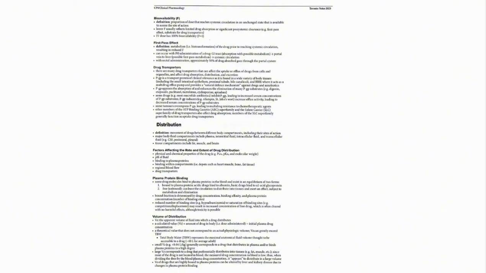Distribution. After entering the bloodstream, drugs undergo distribution. Distribution is defined as the movement of drugs between different body compartments, including their target tissue. Major body fluid compartments include plasma, interstitial fluid, intracellular fluid, and transcellular fluid such as cerebrospinal, pleural, and peritoneal fluid. Drugs may also accumulate in tissues such as fat, skeletal muscles, and brain. The extent of distribution determines both the onset and duration of drug action.